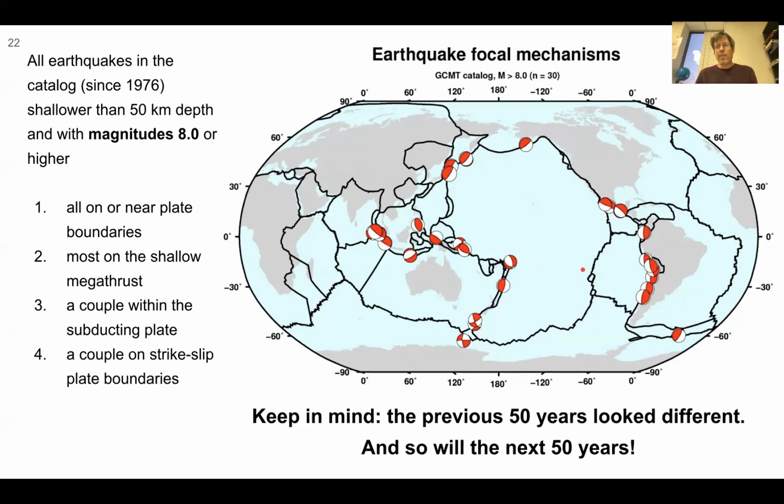So keep in mind that this is just a 50-year or so snapshot. The previous years would have looked different, and so will the next 50 years, but the overall patterns and the dominance of these subduction events among the largest will prevail, but they may have beach balls, as we will see, in different spots of these plate boundaries. So this is just a snapshot of a particular 50 years or so.